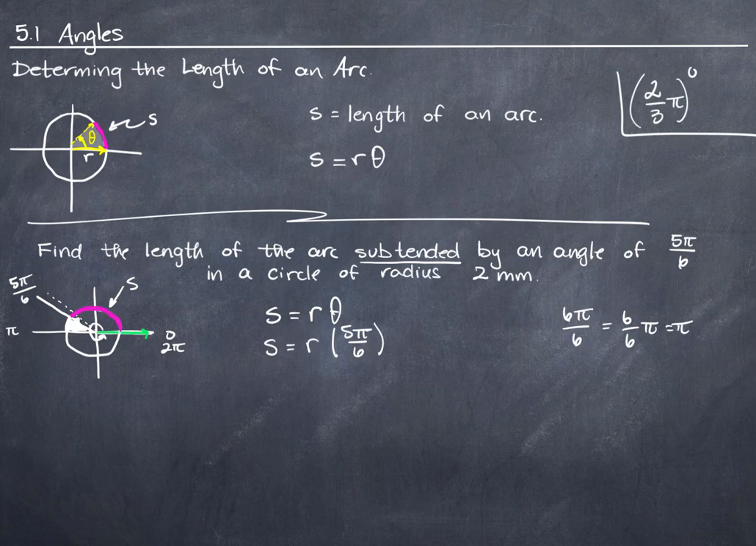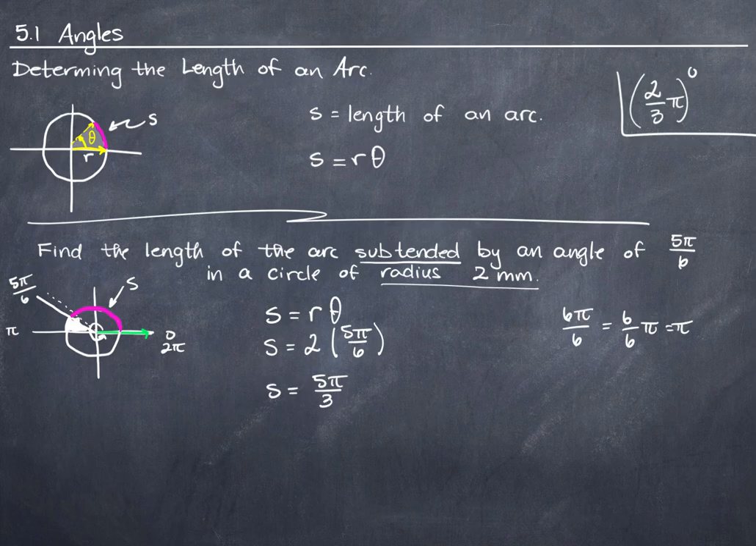So find the length of the arc subtended by an angle of 5 pi over 6 in a circle of radius 2. Well, I've substituted 5 pi over 6 for theta. I'm now also going to substitute 2 for r, the radius. I'm told the radius is 2 millimeters. Right? So when I do this arithmetic, I simplify this, I'm going to get S equals 5 pi over 3. I can leave it like that.